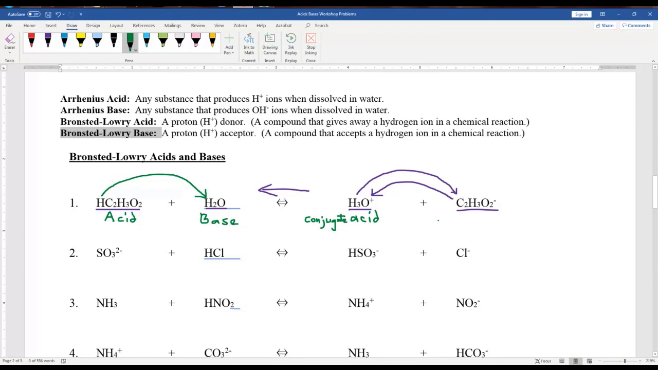Why is it called conjugate? Because it's the acid for the reverse reaction. It's not the acid for the forward reaction. If it's the acid for the forward reaction, we just call it an acid. If it's an acid for the reverse reaction, we call it a conjugate acid, whereas this is the conjugate base. So this one doesn't give to the H3O plus, so we're going to erase that.